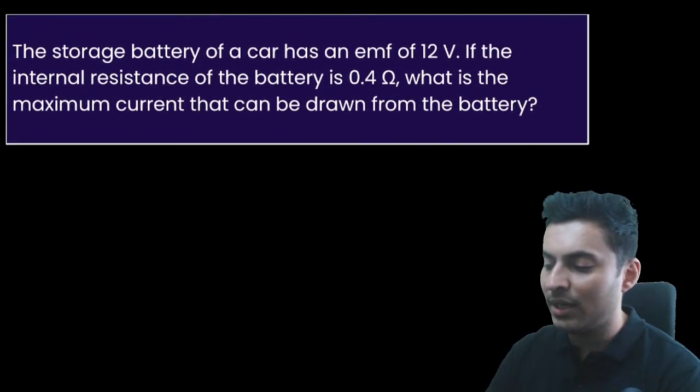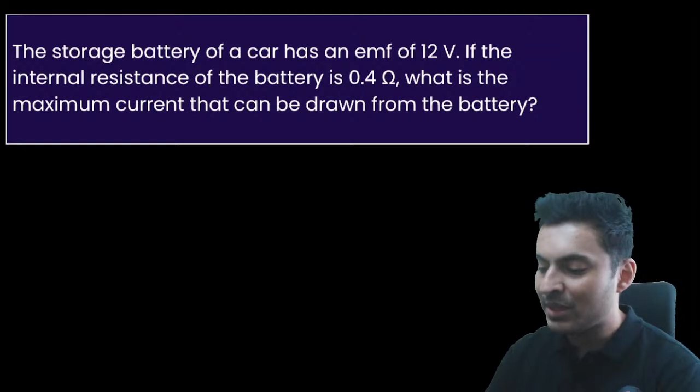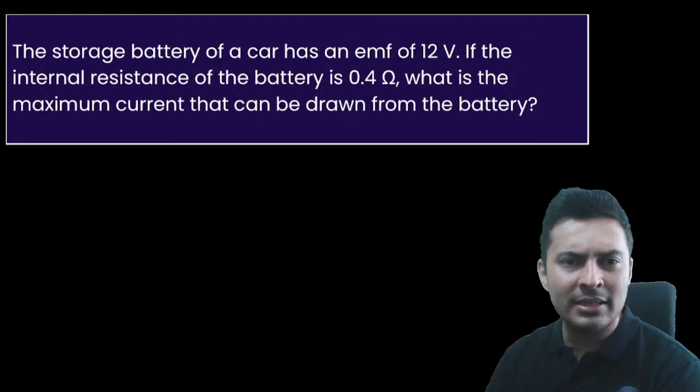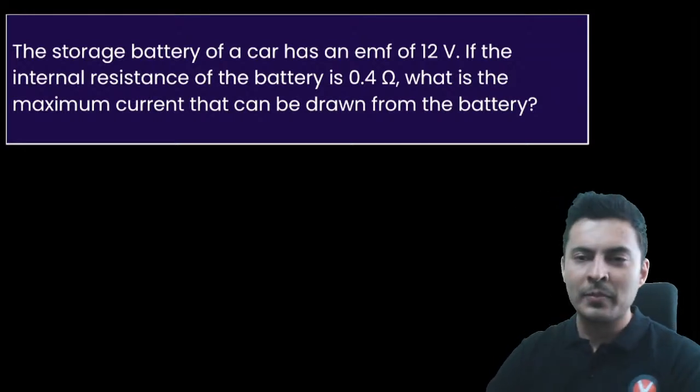The storage battery of a car has an EMF of 12 volts. The internal resistance of the battery is 0.4 ohms. What is the maximum current that can be drawn from the battery? All right.